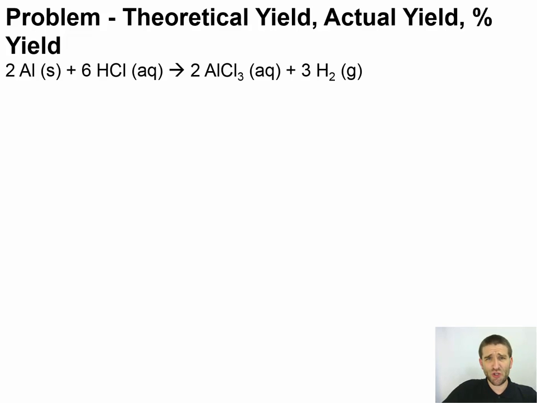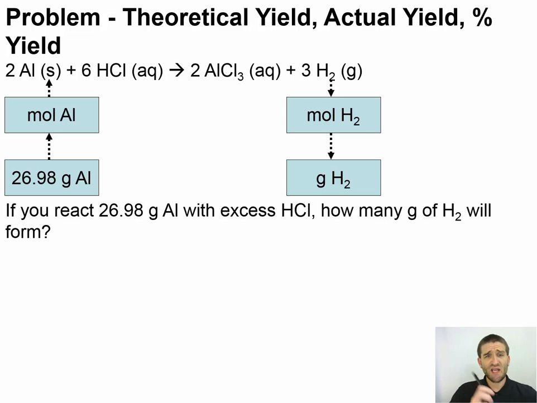In this problem, what I want you to do first is to determine what's going to happen when you react 26.98 grams of aluminum with excess hydrochloric acid. So see how many grams of H2 you're going to form. Pause the video and give that a try.